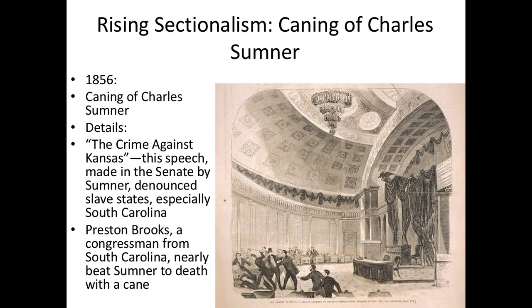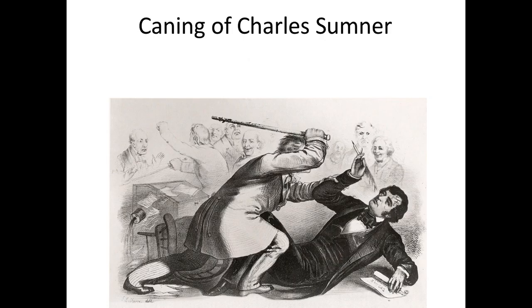Charles Sumner ends up being in a coma for a while. He has to go to Europe for special medical treatment. Eventually, he will live to come back and serve in the Senate. And again, this is going to be very representative of the sectionalism of the time. Here's another depiction of the same event. And the cane does break during the beating of Charles Sumner. That's how badly he's getting hit.